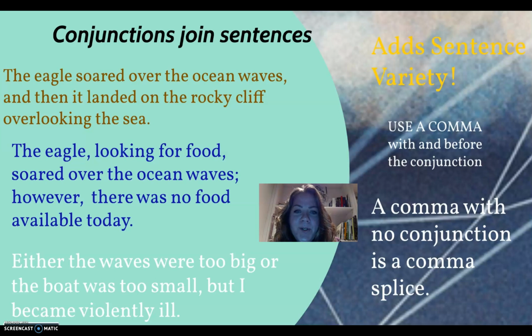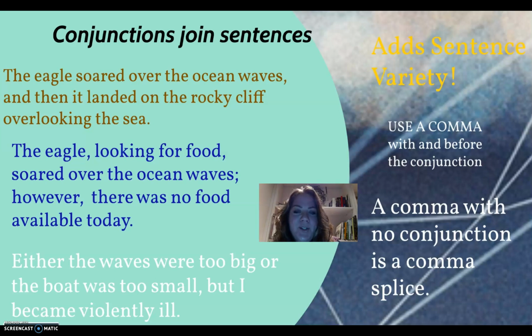The eagle soared over the ocean waves, comma, and then it landed on a rocky cliff overlooking the sea. In this example, I have 2 independent clauses, 2 complete sentences. They both have a subject and a predicate. The eagle soared over the ocean waves. Who's it about? The eagle, subject. What did he do? Soared, predicate. It's a complete thought. Then I'm joining it with a comma and a conjunction. My next independent clause says, then it landed on a rocky cliff overlooking the sea. What's my subject? It. What did it do? Landed is my predicate. So I have two independent clauses.